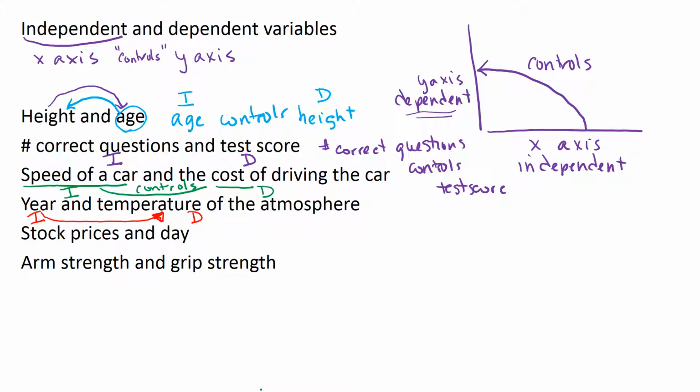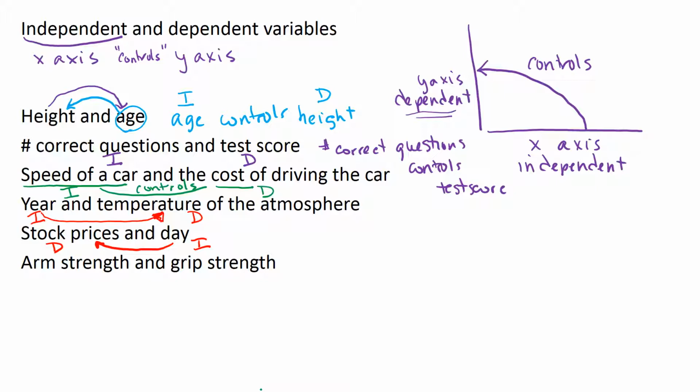Second to last example are stock prices. They vary, as we know, from day to day. That's what drives all the investors. And do stock prices have an effect on what day it is, or does the day have an effect on the stock price? I think it goes this way. So the day is the independent variable and the stock price is the dependent variable.